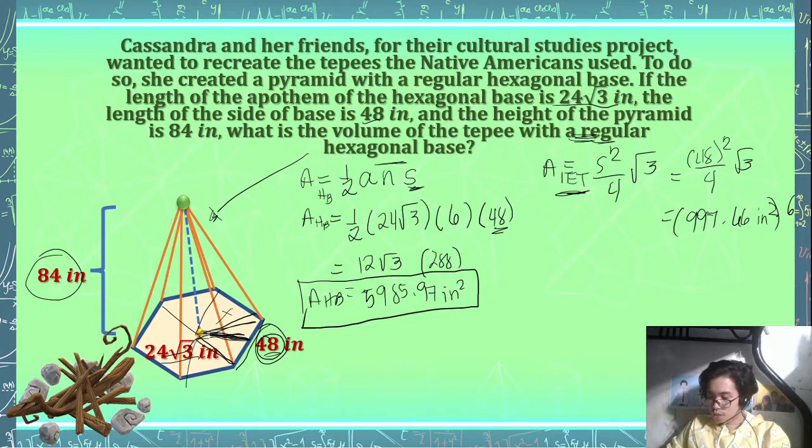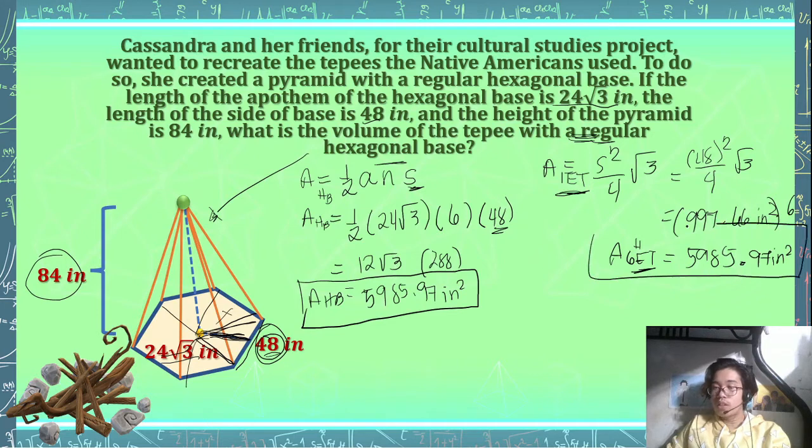So what's 997.66 times 6? That's just going to give us the same answer. The area of 6 equilateral triangles, or the area of the hexagon itself, is going to be equal to 5,985.97. And we got the same answer. We got the same base area. So these are the base areas of our given figure, by using two strategies: the regular polygon formula, and the equilateral triangle formula multiplied by 6, the number of equilateral triangles in the regular polygon.